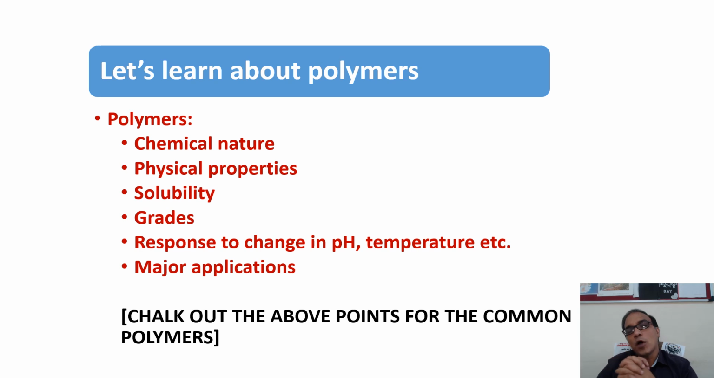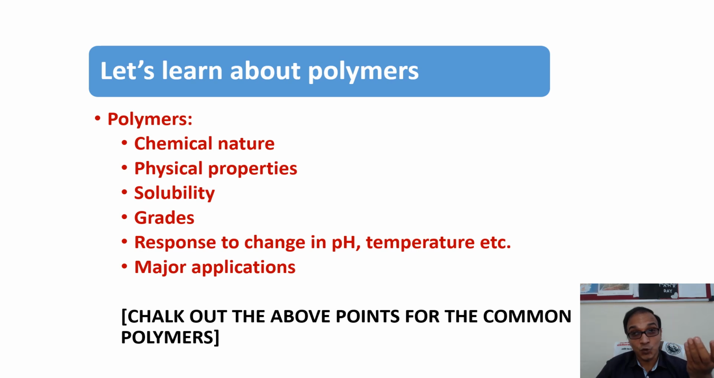So let's learn about the polymers with respect to the chemical nature, including molecular weight, physical properties, solubility, grades, and response to the change in pH, temperature, etc. If a particular property is there with respect to pH, temperature, or any other, you must have the information about it. At least for the polymers available in your lab, you must be well versed about their properties and major applications. So chalk out these points for the common polymers, at least those which you have in your lab and which are commonly used in novel drug release systems.